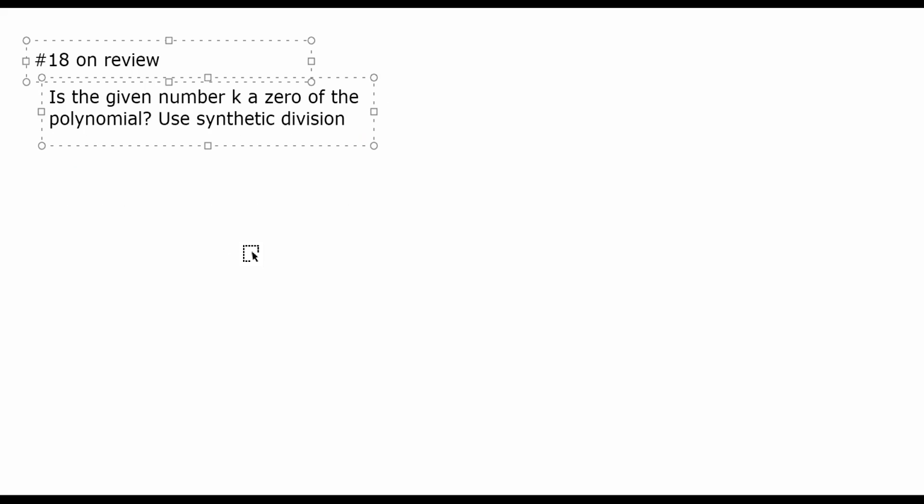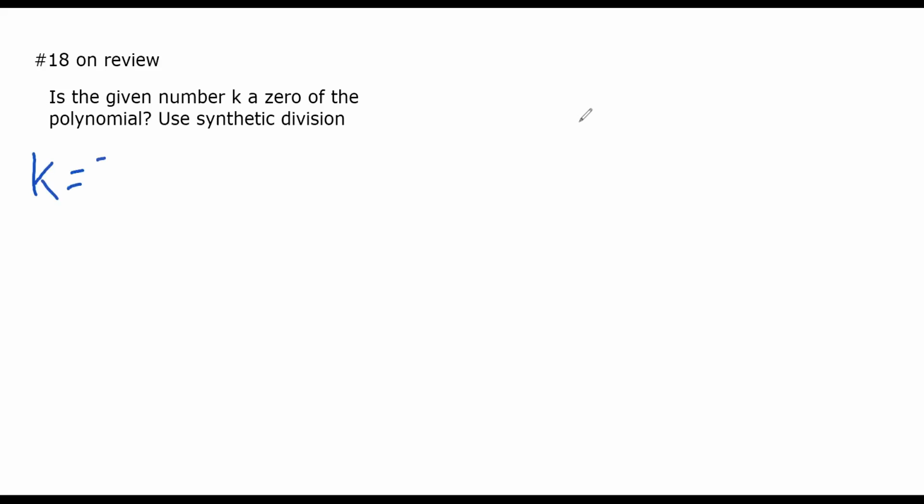Just one more space here. And our k value is going to be 3. Our polynomial is going to be x to the 4th minus 6x squared minus 135.